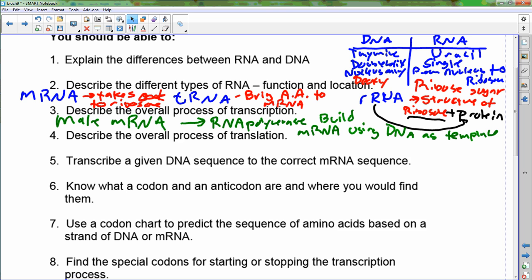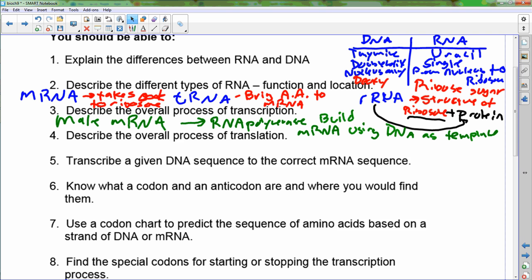Now, number 4 says you should also be able to describe the overall process of translation. So, what are we making in translation? Amino acids are already made. We're putting together the amino acids to make proteins. Okay? So be careful about that. Right, they're made out of amino acids, but we're not making amino acids. Let's say we're making an amino acid chain.